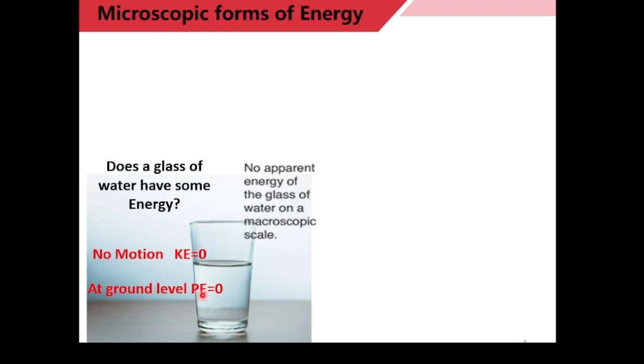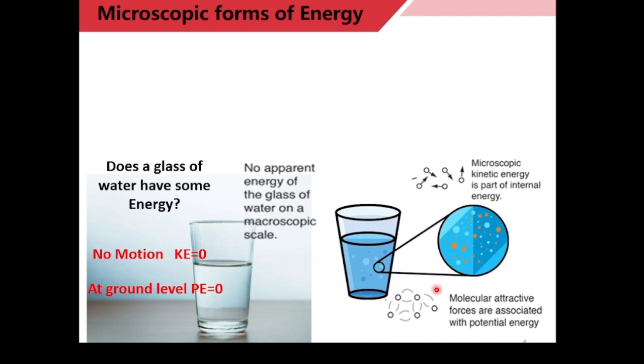If you look at the microscopic level, or the atomic scale, these particles are also moving, so they have some kinetic energy, and there are also interaction forces between these molecules. There are attractive forces between them, so they also have some potential energy and some kinetic energy. So how will you consider this energy?